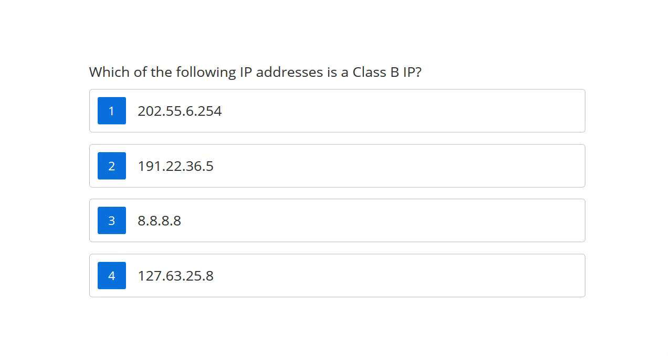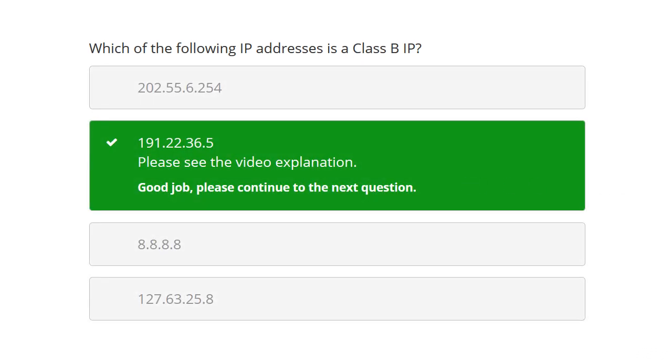Which of the following IP addresses is a Class B IP? Well, what's the rule for Class B? The value of the first octet must be from 128 to 191. That's not this. That's number 2. Number 2 is 191. That's not 3 or 4 either. The answer is number 2.